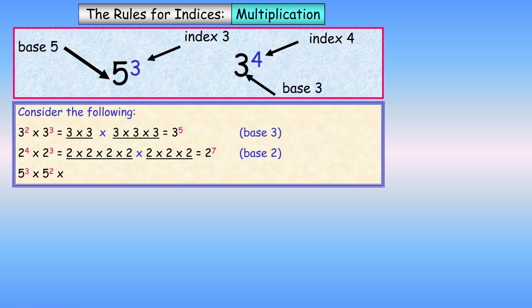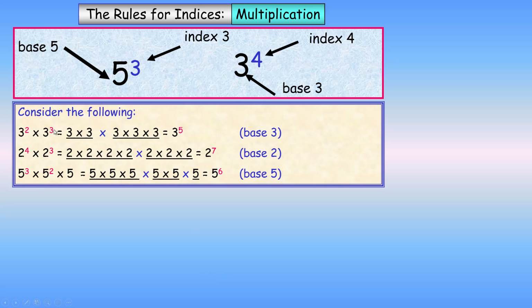Let's look at one more. 5 to the power of 3 times 5 to the power of 2 times 5 to the power of 1. So we've got 5 to the power of 3, 1, 2, 3, 5 squared, 1, 2, times 5, which leaves us with 6 5s. So it's 5 to the power of 6. And there is a quicker way of doing these.